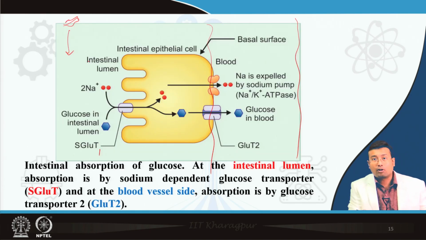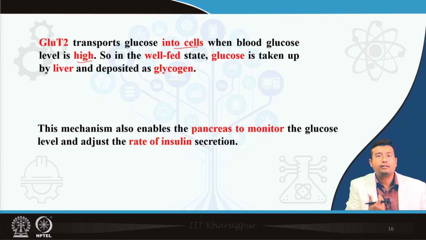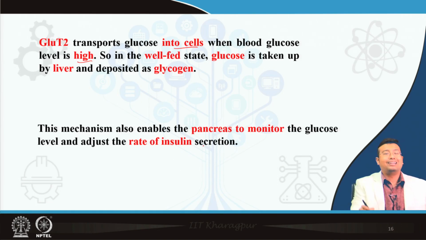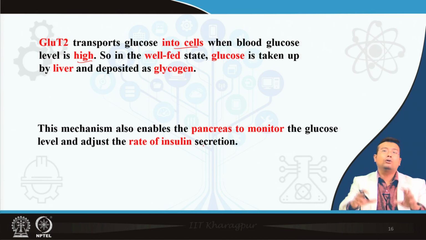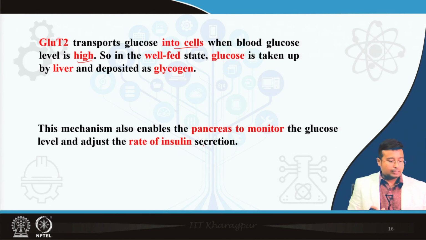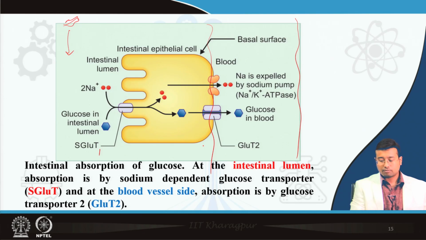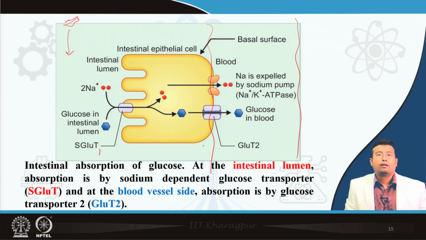Mind it, here what we are seeing is GLUT2 transporting the blood glucose outside the cell. We are hungry, we need glucose, so glucose is getting absorbed in the blood, right. But when we are in a well fed state, glucose can be stored. So for this GLUT2, the phenomenon will be reversed, but this phenomenon is not reversed in intestinal cells.